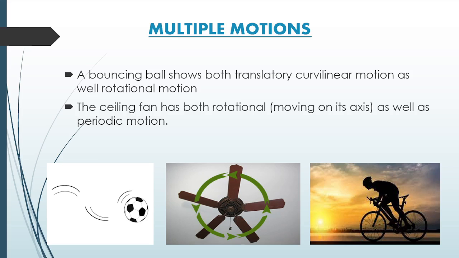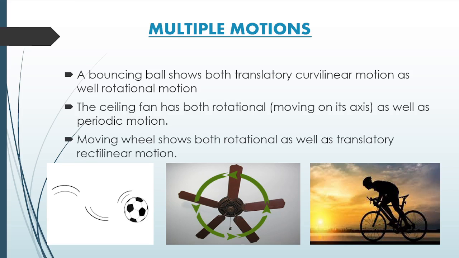The movement of a bicycle also shows multiple motions. The movement of the wheel is rotational, as well as translatory rectilinear motion when it is traveling in a straight line. Suppose it is making a curve, it would be rotational as well as translatory curvilinear motion.